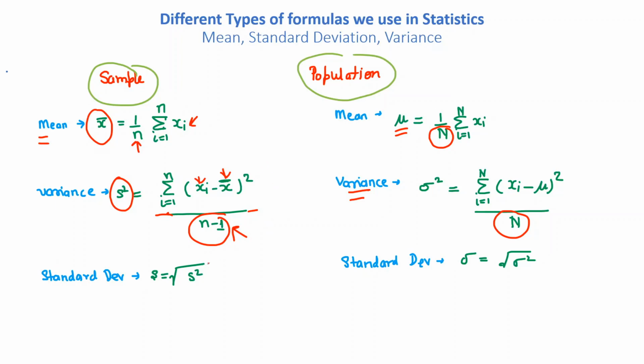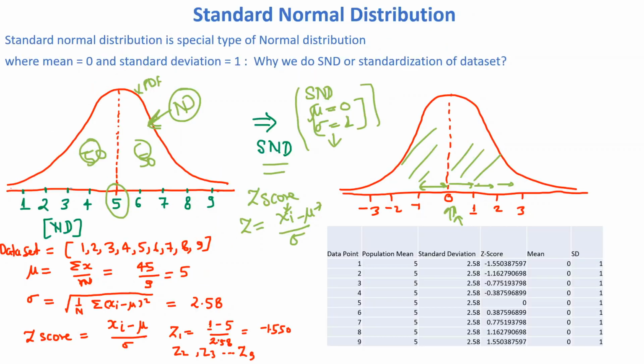And standard deviation, as we know, is denoted as small s for the sample data, and it is the square root of s square, where s square means your variance. For the population it is the square root of sigma square, meaning the variance of the population. So these three formulas we will use in our standard normal distribution calculation. These are the 9 data points we have, and we want to convert this distribution into a standard normal distribution. So first we need to arrange this data set.